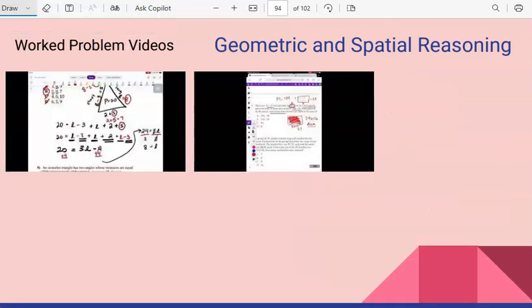Keep practicing these geometry and trigonometry concepts with more worked problem videos. Try the worksheets, do the other games, and then look at the other sections to get ready for the TSIA math. Good luck on these.